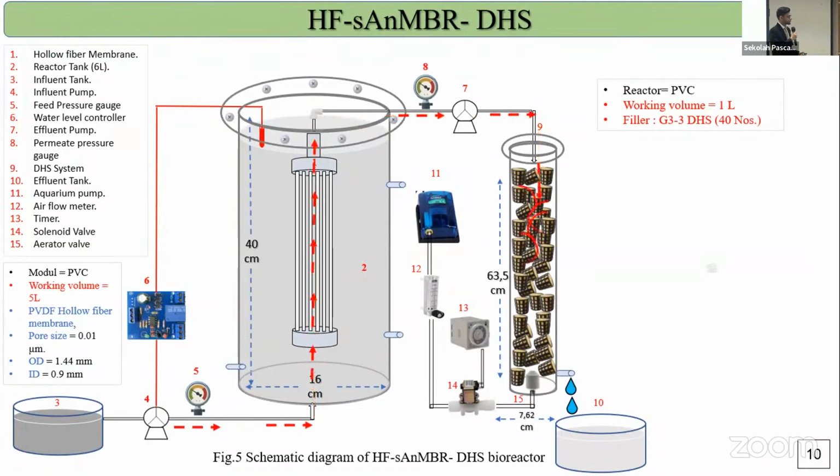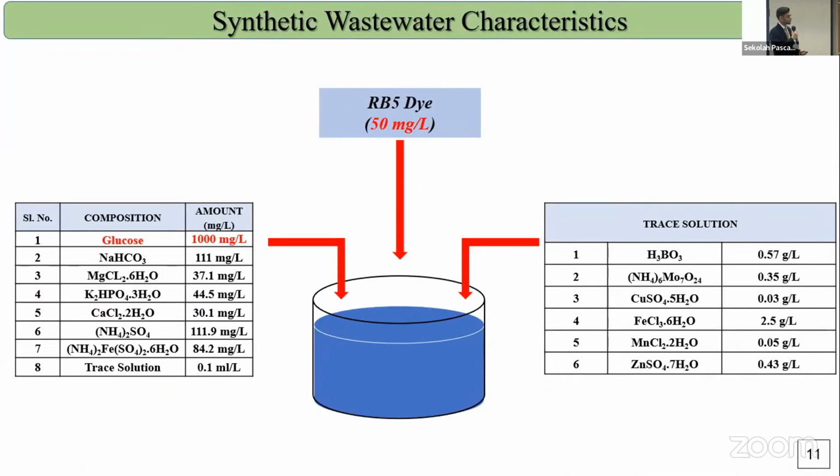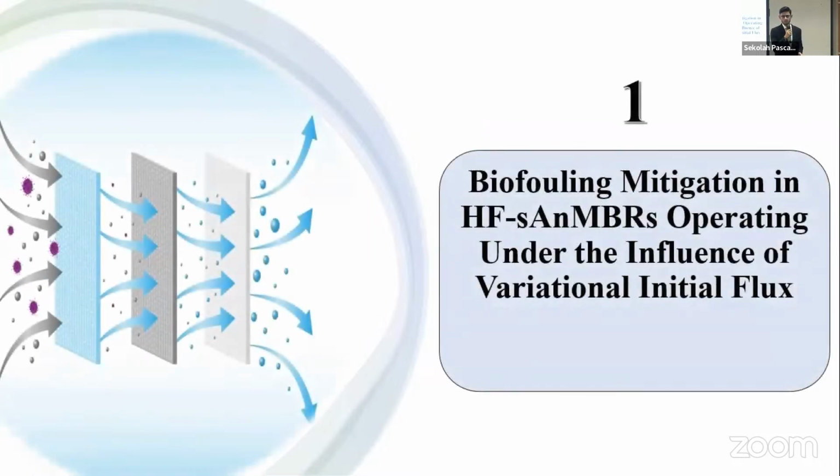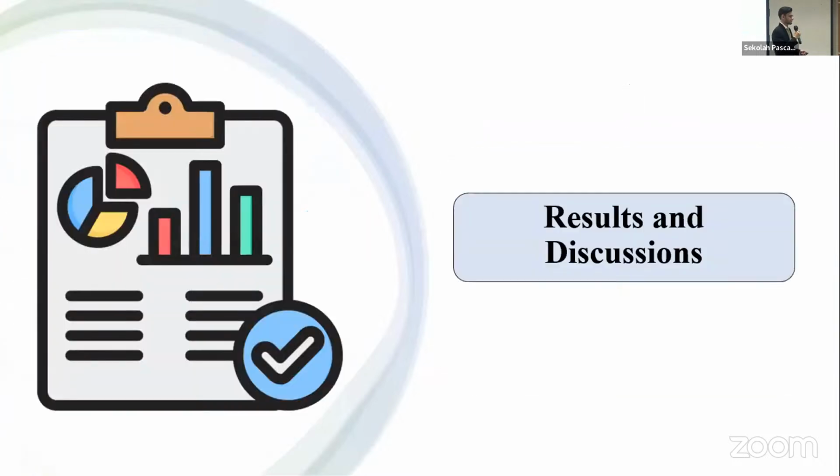Next, in our study, we use synthetic wastewater using a model dye named Reactive Black 5, or Remazol Brilliant Blue. For that, we use 50 mg per liter of our dye to prepare the synthetic wastewater. Now moving toward the detailed results and discussion.